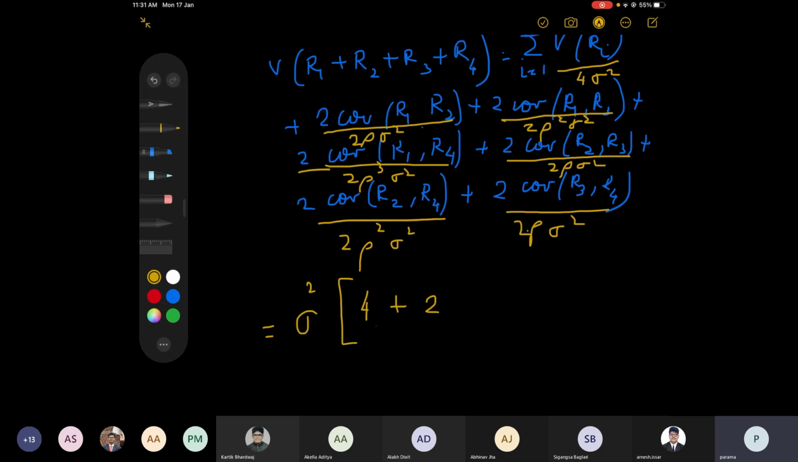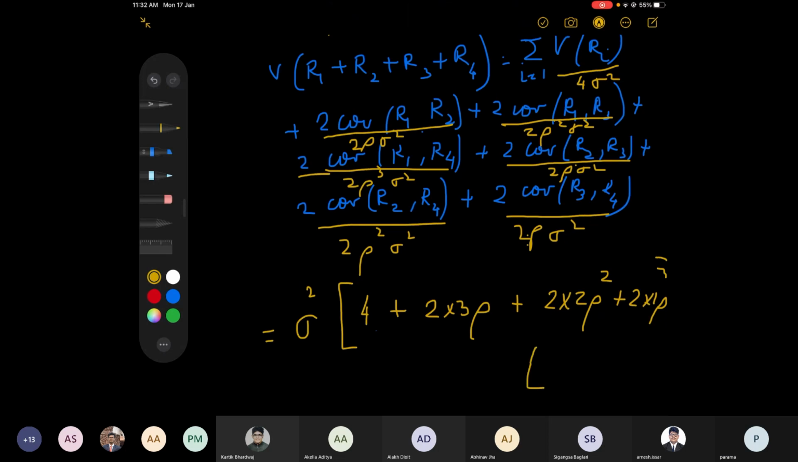sigma square I have taken out? 2 into how many rows? 1, 2, 3. So 2 into 3 rows plus how many row squares? 2 row squares plus 2 into 2 row squares plus how many row cubes? Just 1. 2 into 1 row cube. So I hope you can read this.